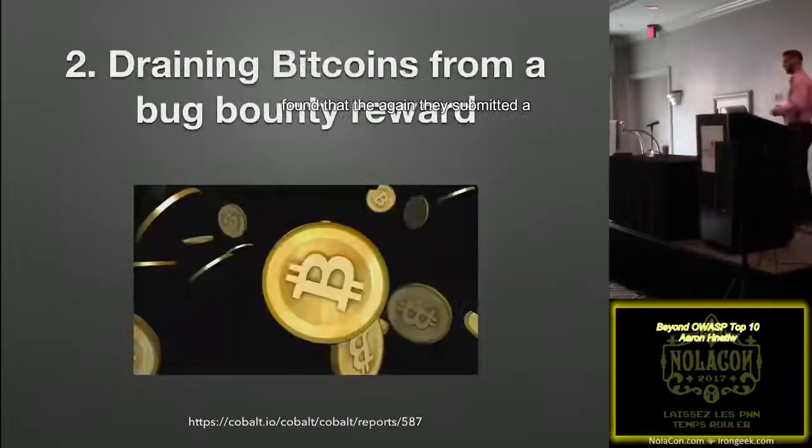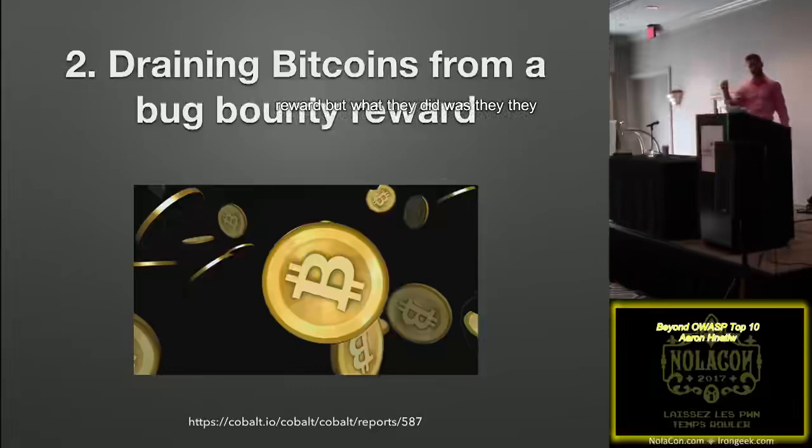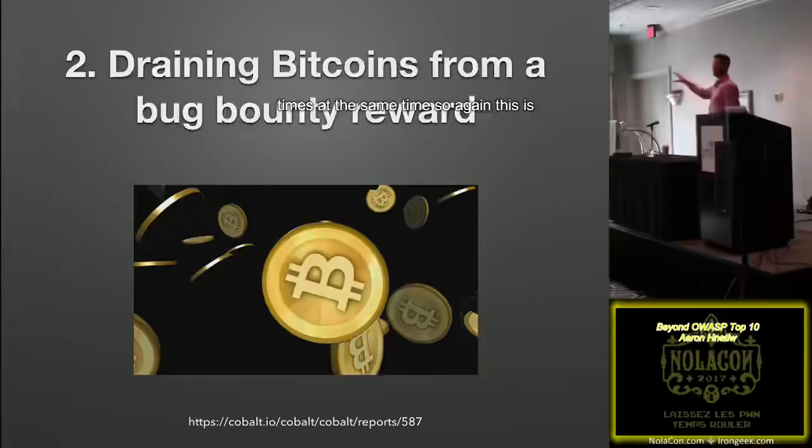So a researcher actually found that they submitted a bug bounty, and I think it's on Cobalt, you could get paid in Bitcoins. So they submitted a bug bounty, it was valid, they got a reward for it. They got a URL to allow them to withdraw a certain amount of Bitcoins for that reward. But what they did was, they got the reward, and before they actually submitted it, they took that URL and they basically requested it a ton of times at the same time.